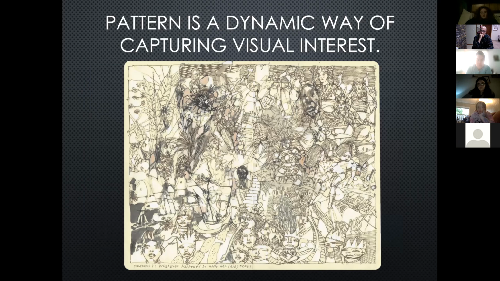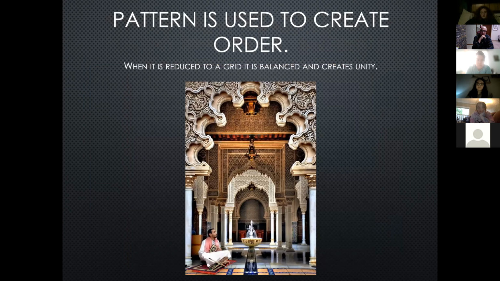Patterning is a dynamic way to capture visual interest. So if you saw this, you'd start looking at it because of the patterning, and it would make you look at it further. It can also be used to create order. And when it's reduced to a grid, it is balance and creates unity.